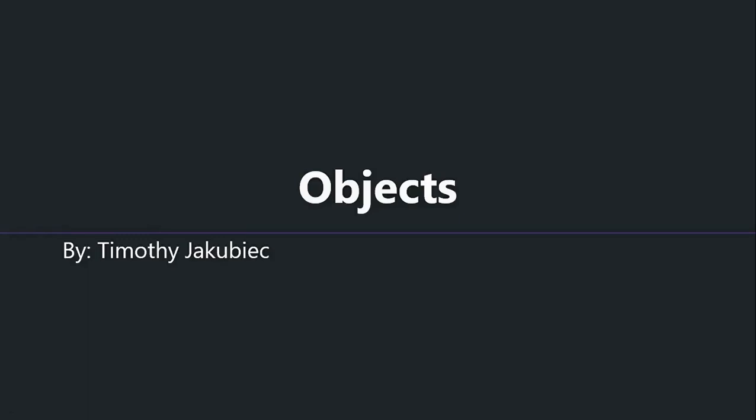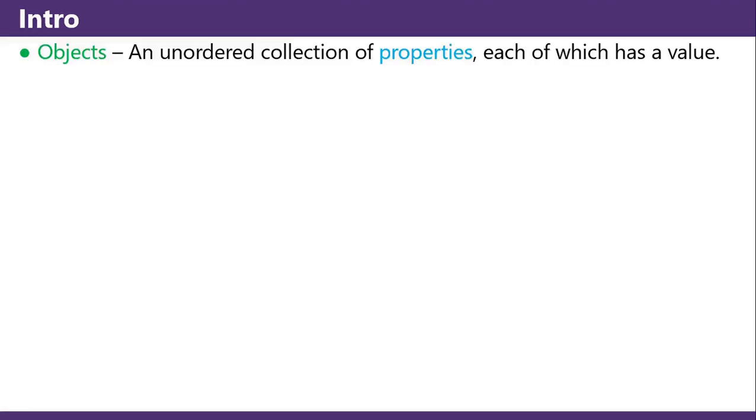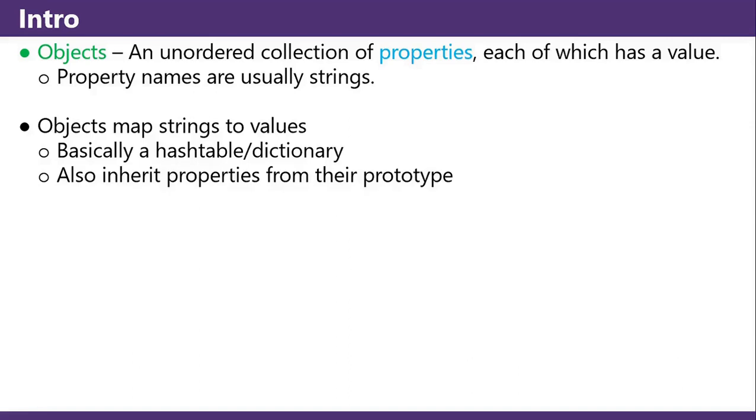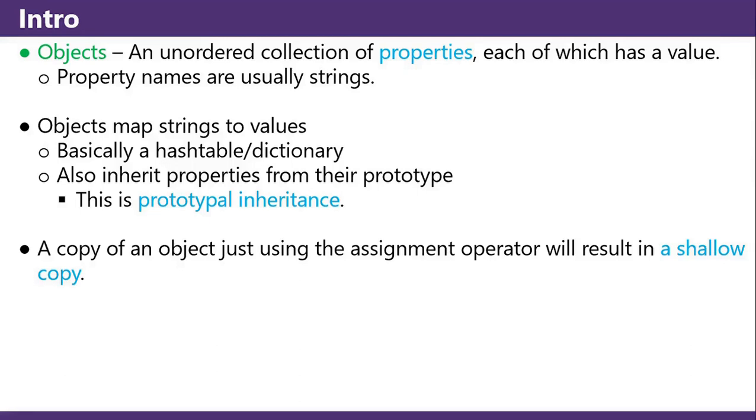Today you're going to learn about objects in JavaScript. Objects are an unordered collection of properties, each of which has a value. Property names are usually strings. Objects map strings to values, basically a hash table or a dictionary if you're already familiar with that. They also inherit properties from their prototype. This is prototypal inheritance. A copy of an object, just using the assignment operator, will result in a shallow copy.